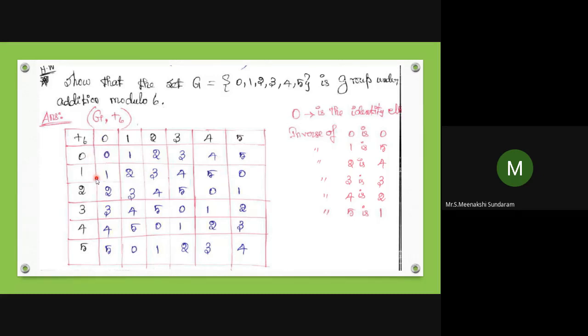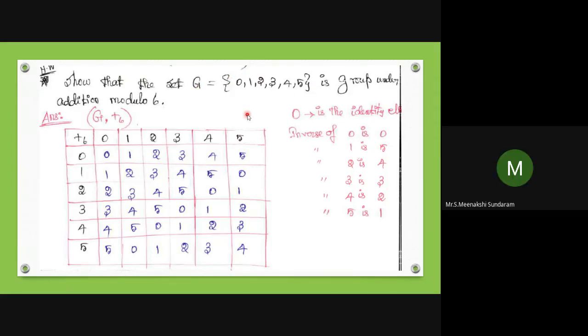The inverse of 0 is 0, the inverse of 1 is 5, the inverse of 2 is 4, the inverse of 3 is 3 itself, the inverse of 4 is 2, the inverse of 5 is 1. So how many elements are there? Total, what is the order of G? O of G is 6.